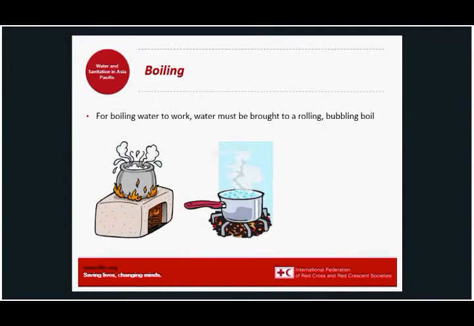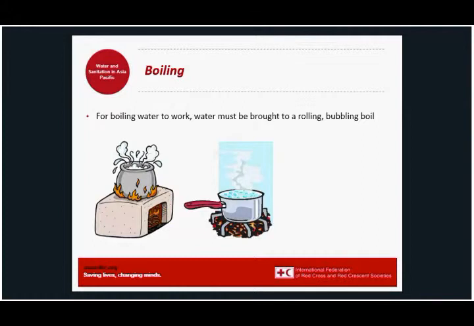So for boiling, it is a traditional method of treating water, and if done properly, it can provide safe water to a population that has limited or no alternatives. For boiling to work, water must be brought to a rolling, bubbling boil. Now, boiling, as we can imagine, has positive and negative aspects. Boiling will kill all disease-causing germs, and it is something that people can do themselves.